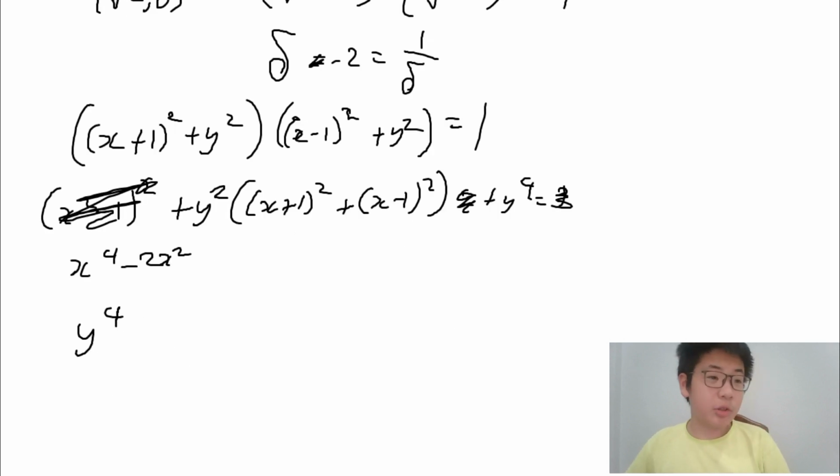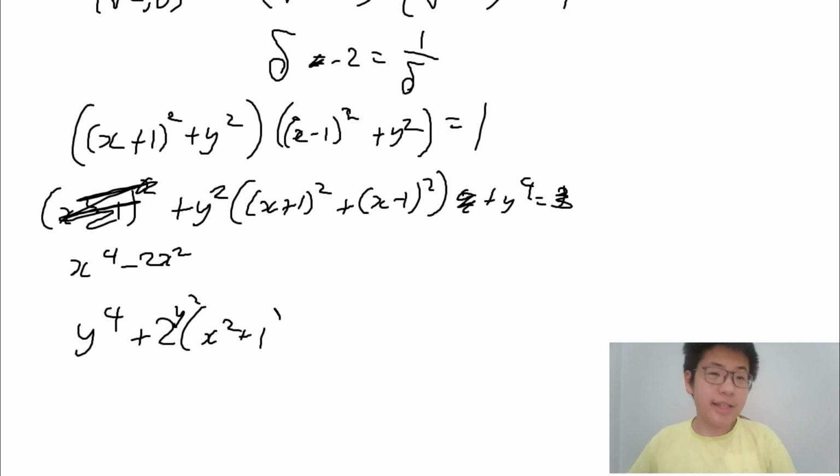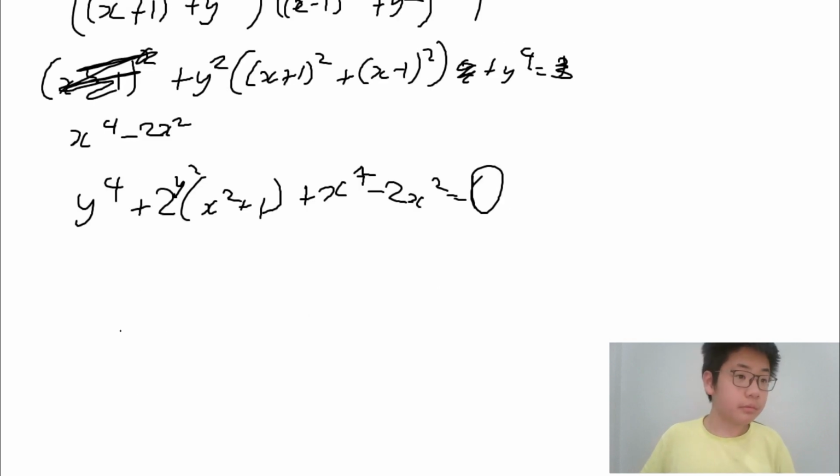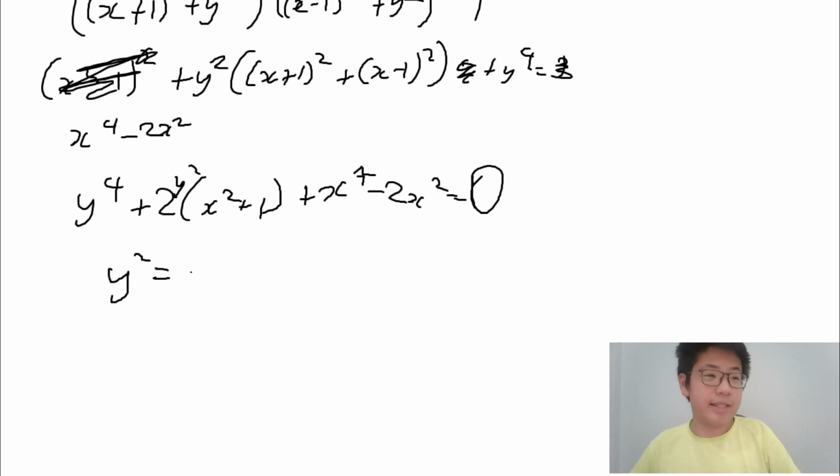Now the term in the middle corresponds to exactly 2 of x squared plus 1. This is because the x coefficients, 2x and minus 2x, just cancel out immediately. So y to the power of 4 plus 2y squared times x squared plus 1 plus x to the 4 minus 2x squared equals 0. So this basically means that we are now going to solve the quadratic. And you know the quadratic formula, this should be easy.